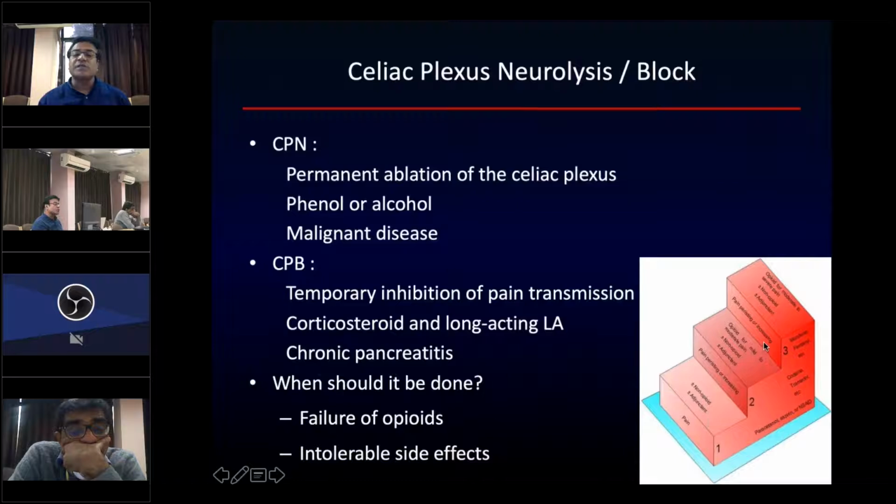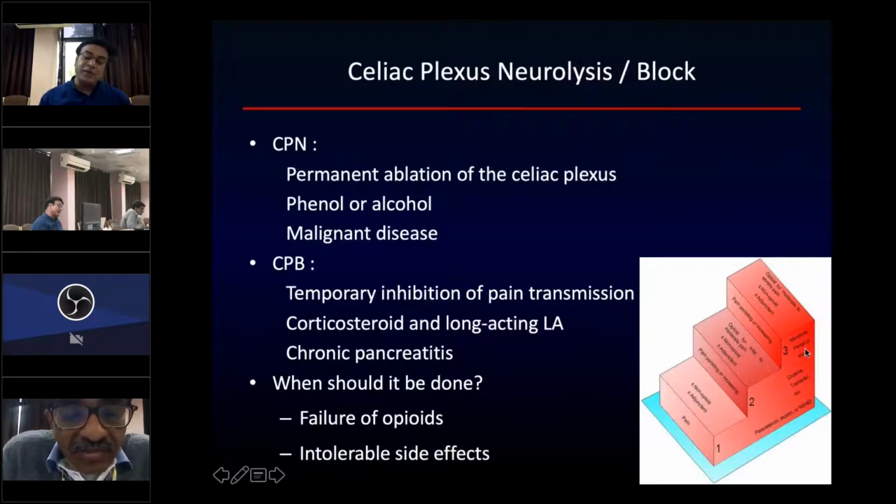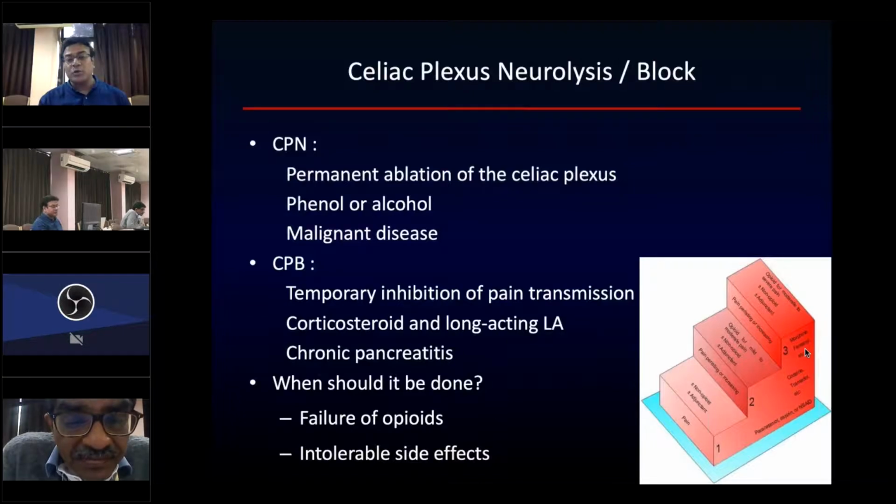So this is the WHO step ladder pattern, which indicates that initially you use NSAIDs. If the pain is moderate, you resort to mild opioids like codeine or tramadol. If it is severe, you resort to strong opioids, that is morphine or fentanyl. So this is what the WHO step ladder pattern is, which every one of us should remember.